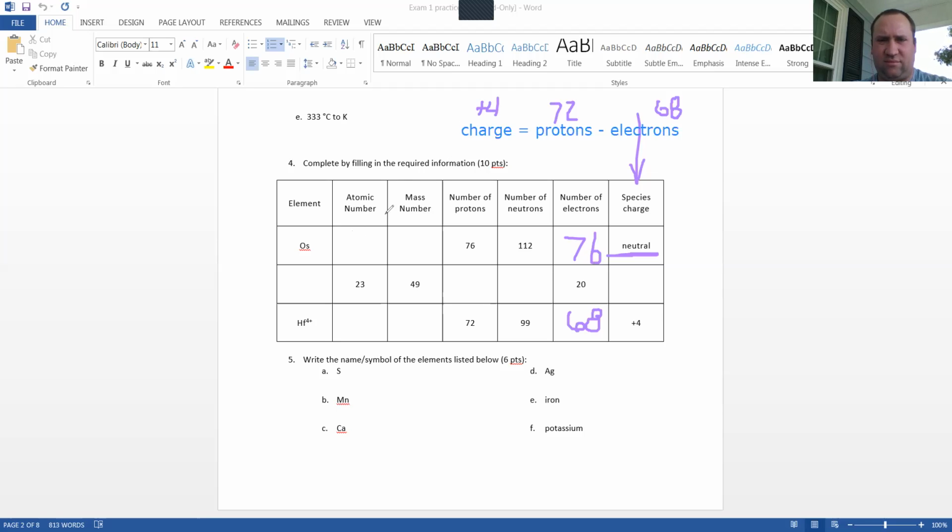Okay, the mass number was the decimal number? No, you're thinking of atomic mass. Mass number is protons plus neutrons. Protons plus neutrons equals mass number. So I should be able to add those two together to get the mass number. Okay, mass number, protons and neutrons; atomic number, the number at the top. Okay, I got that down.